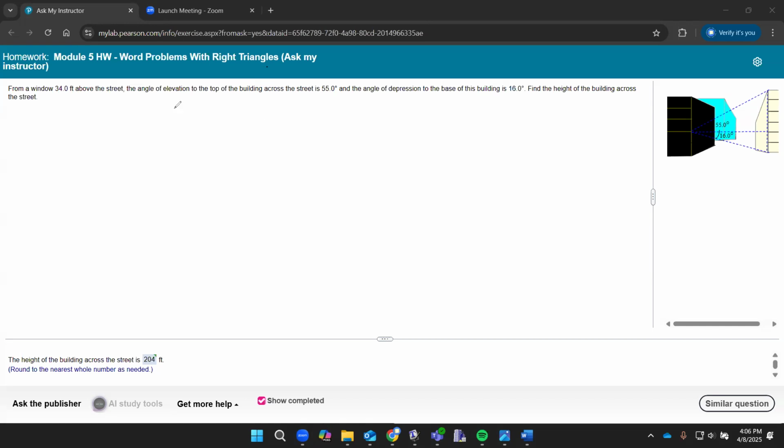Looks like it's two triangles to me. So I'm going to try to piece this together and see what's going on. I understand this to be 16 degrees, 55 degrees. They told me this. This is 34 feet. I don't know what this is. And I think the question wants 34 plus whatever this missing height is. That's what I think is going on.